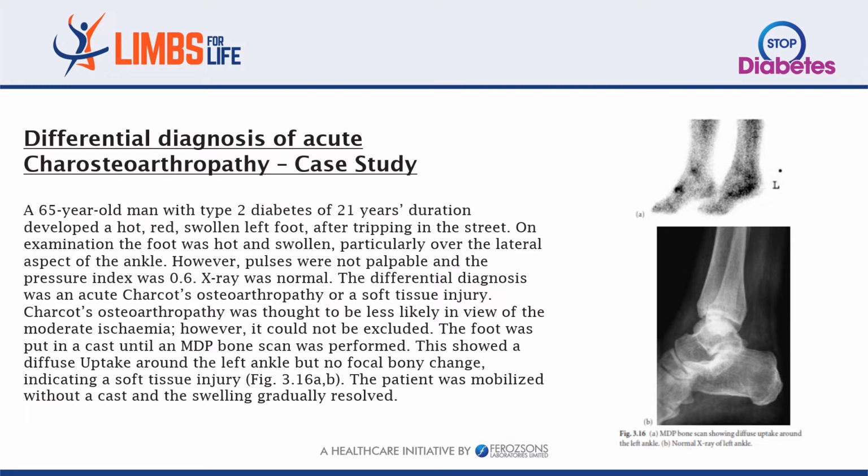A 65-year-old male with type 2 diabetes mellitus of 21 years duration developed a hot, red, swollen left foot after tripping in the street. On examination the foot was hot and swollen, particularly over the lateral aspect of the ankle. However, pulses were not palpable and the pressure index was 0.6. X-ray was normal. The differential diagnosis was an acute Charcot osteoarthropathy or soft tissue injury.